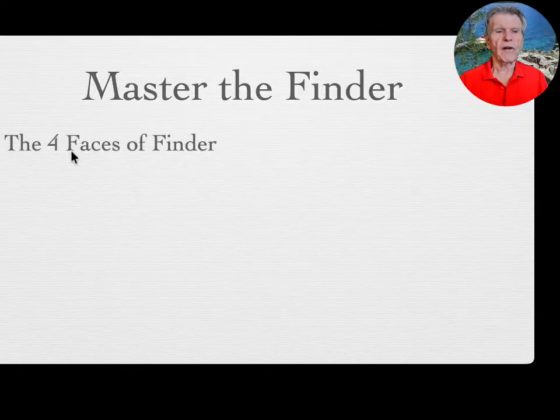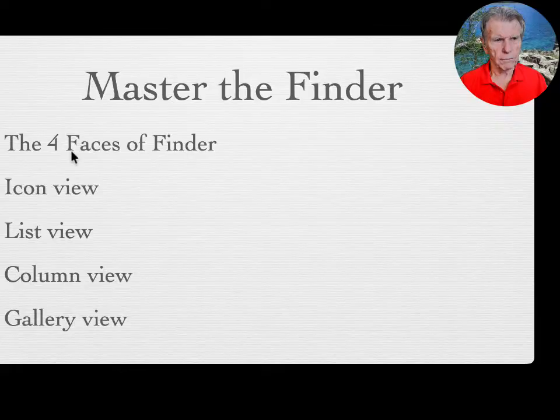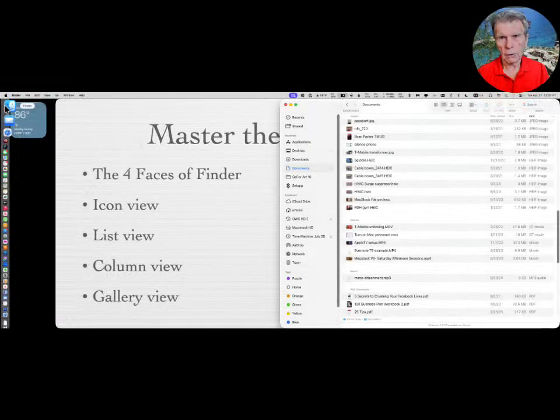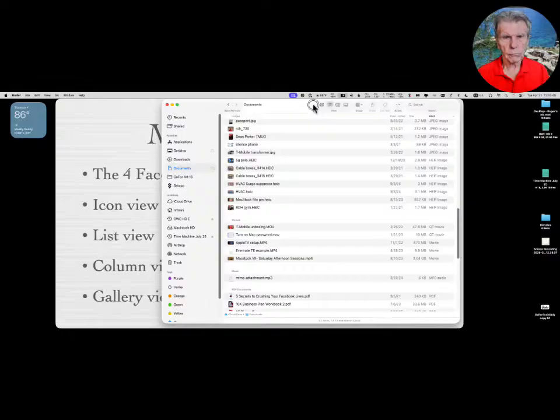So there's four faces of the Finder. Say that four times fast. There is the icon view, the list view, the column view, and the gallery view. So let's go back into the Finder and look at those. So they're up here at the top. And we'll just move this over here a little bit.